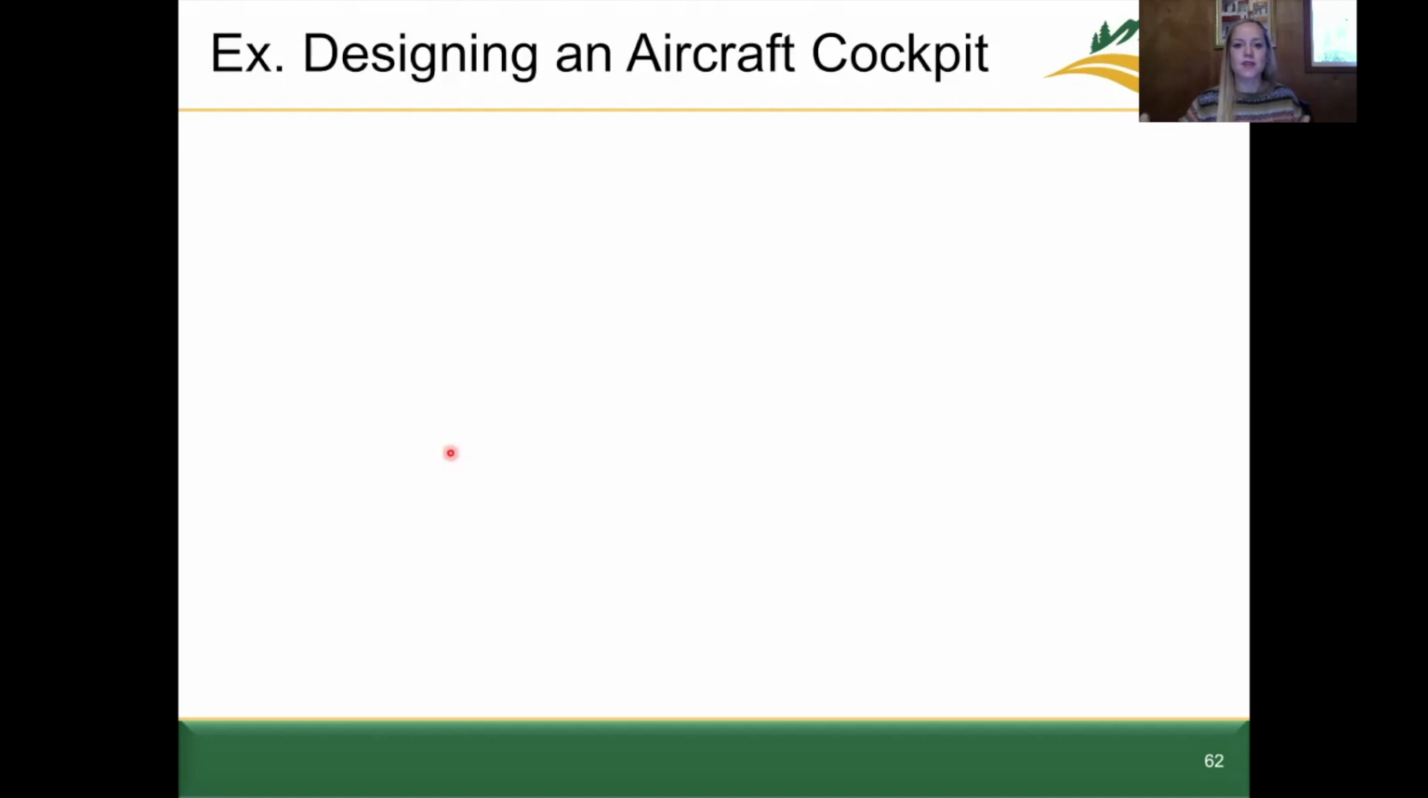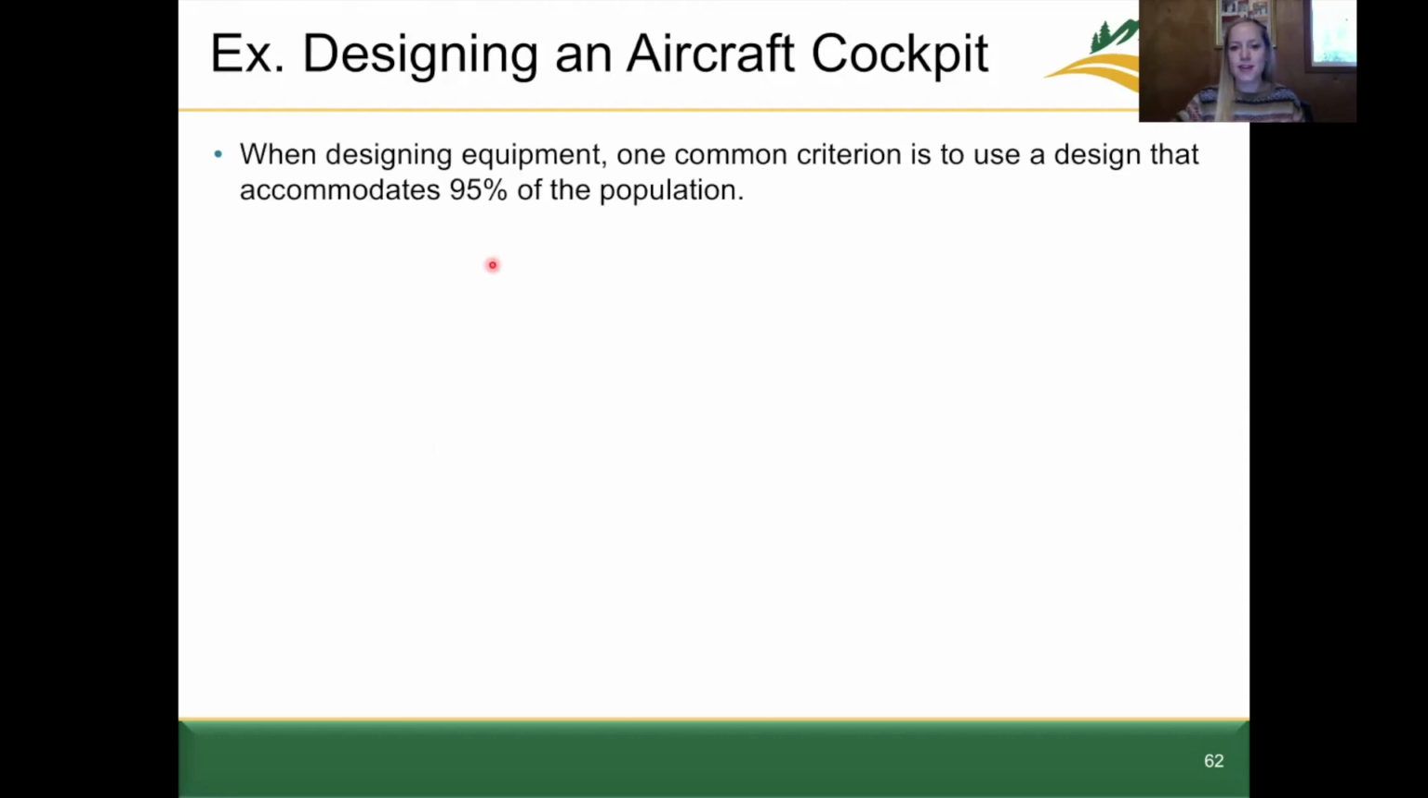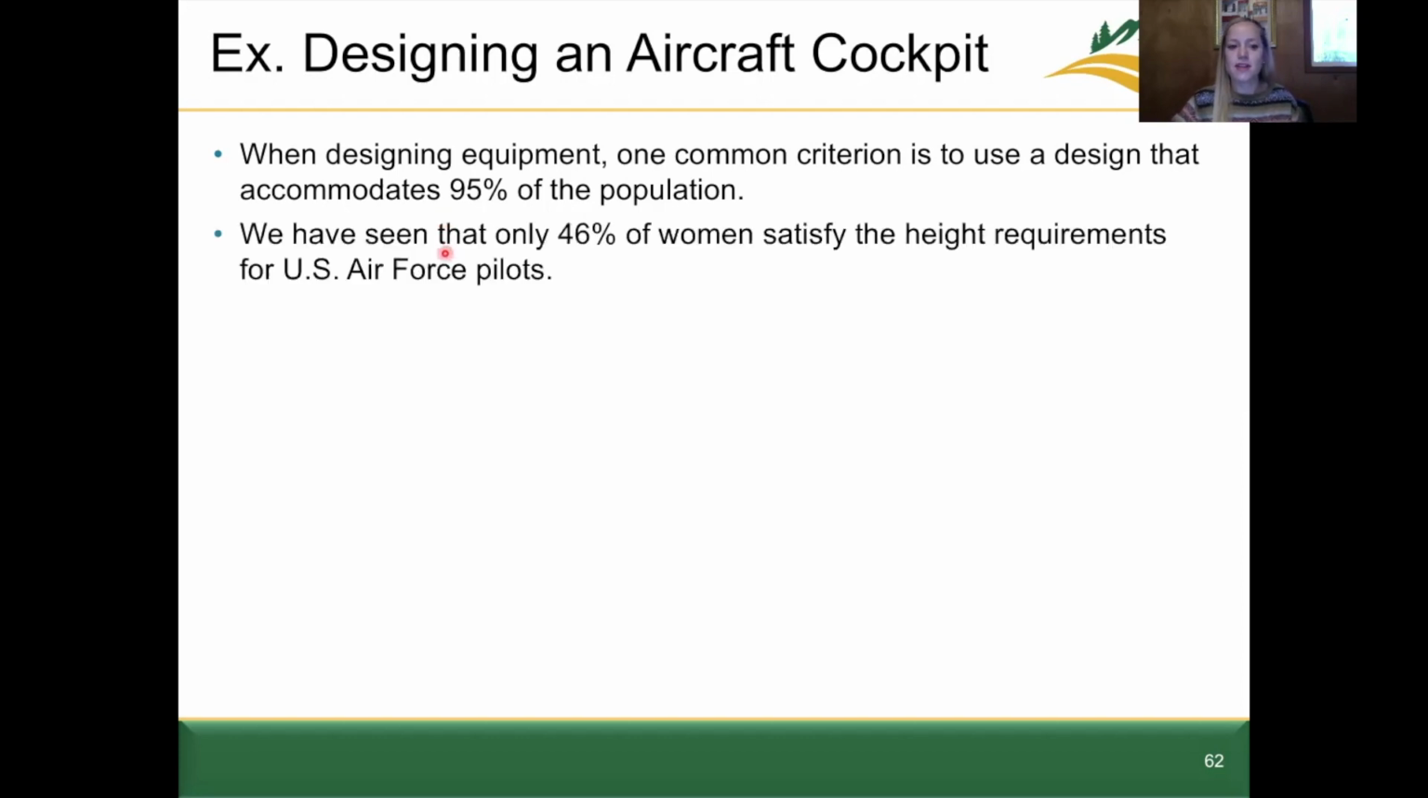Let's do this example now where we know the probability or area value, but we want to find the given z-score or our x value equivalent. For our example here, when designing equipment, one common criterion is to use a design that accommodates 95% of the population. Here's more context. We have seen that 46% of women satisfy the height requirements for US Air Force pilots.